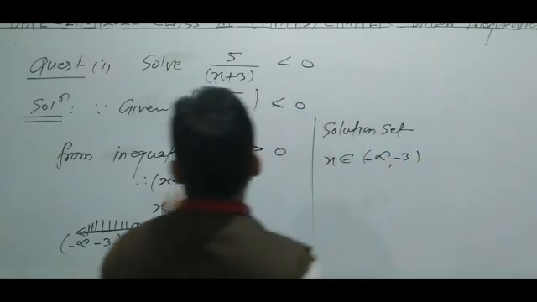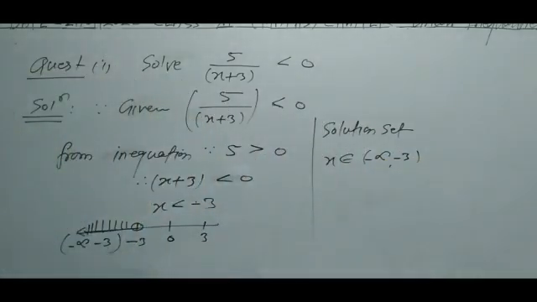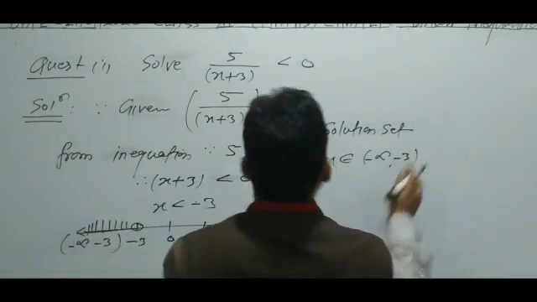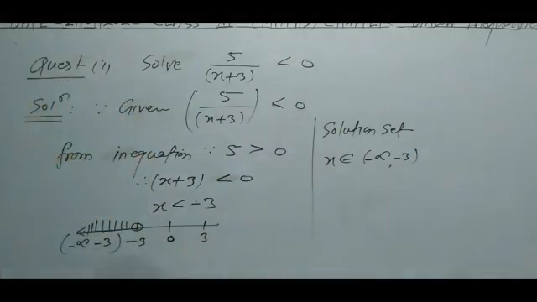Whatever value you put, you will get lesser than 0. See, minus 3 is in an open interval, so you do not use minus 3. If this were a closed interval, you could take minus 3 also. So now question number 1 is completed.